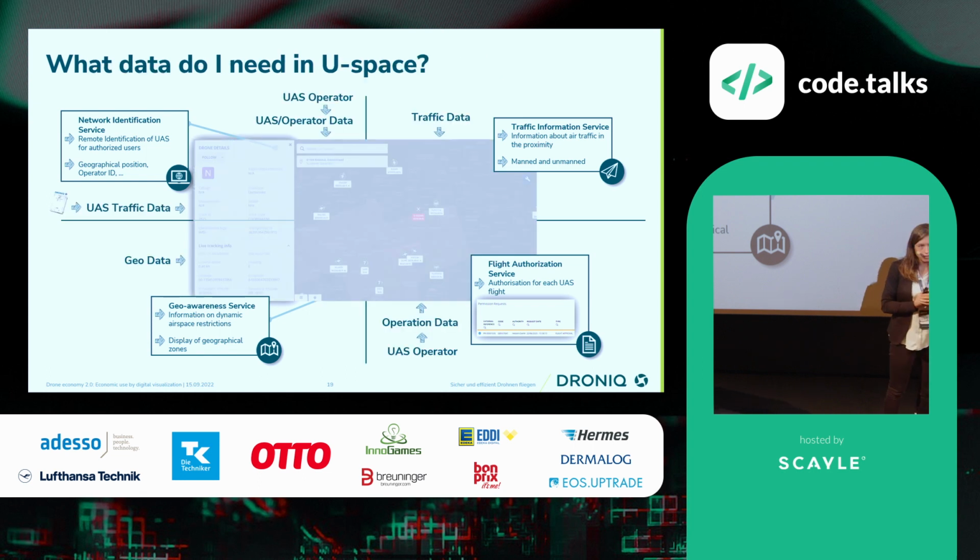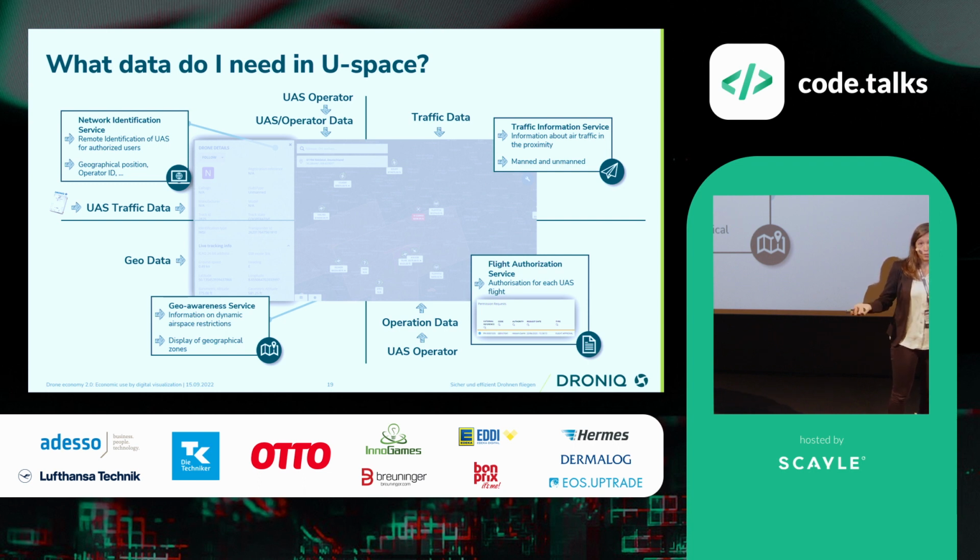There's a lot of data involved. To briefly sum it up, so there's traffic data going into this UTM. There's operation data about the drone operations. There is geodata, and there's the traffic data about the drones flying and the data about the operators flying. So there's lots of data coming together and being distributed to the drone operator, either via graphic user interface, which you just saw here, or also via data stream.